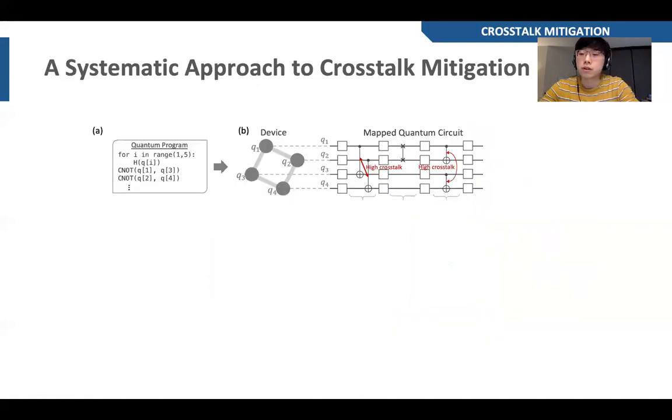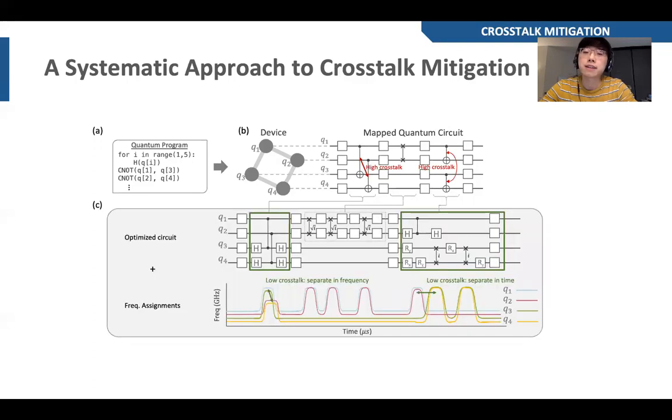Here's an overview of our strategy for crosstalk mitigation via frequency-aware compilation. Starting with any quantum program, the first step is to translate to a quantum circuit mapped to a quantum device. As mentioned, parallel 2-qubit gates may cause crosstalk, highlighted in red here. To prevent accidental resonance, we propose 2 general solutions in the compiler, namely temporal separation and spectral separation.